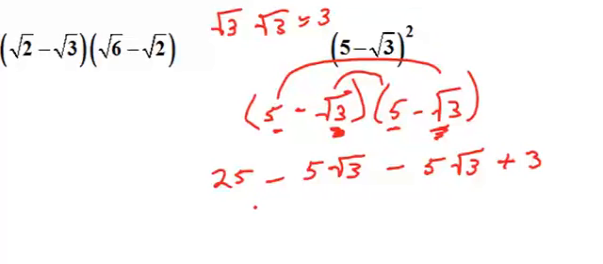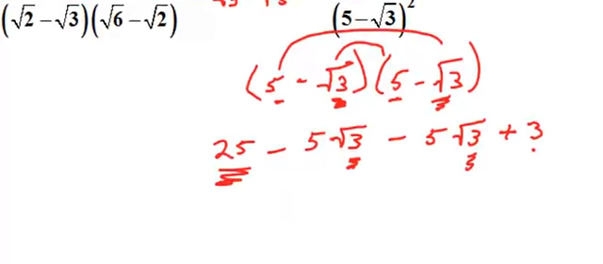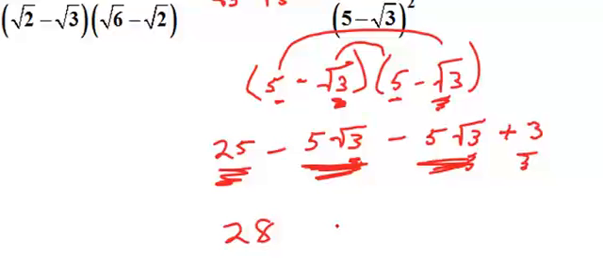Do we have any radicals that we can simplify? Well, there are no perfect square factors here or here. So we're ready to combine like terms. 25 plus 3 is 28. Negative 5 square root of 3 and negative 5 square root of 3. It's like if we had negative 5x and negative 5x, we'd have negative 10x. We get negative 10 square root of 3.